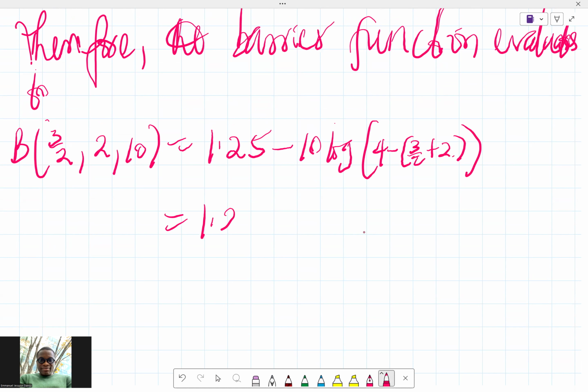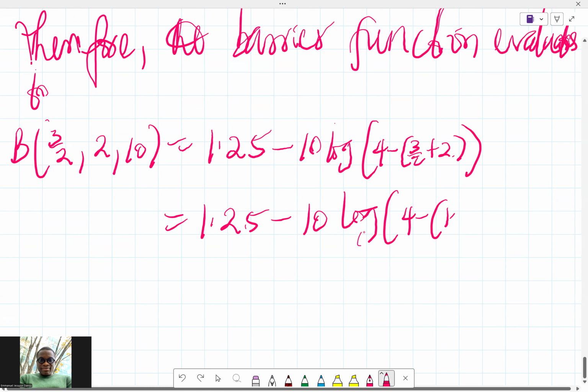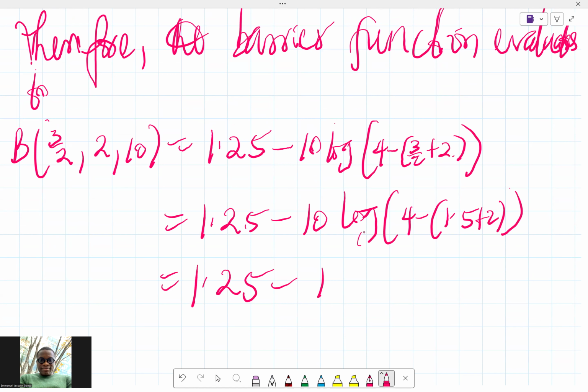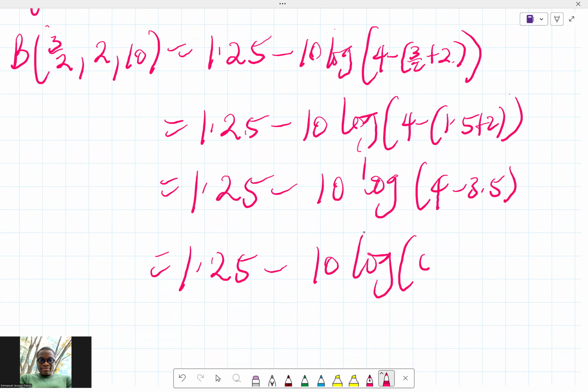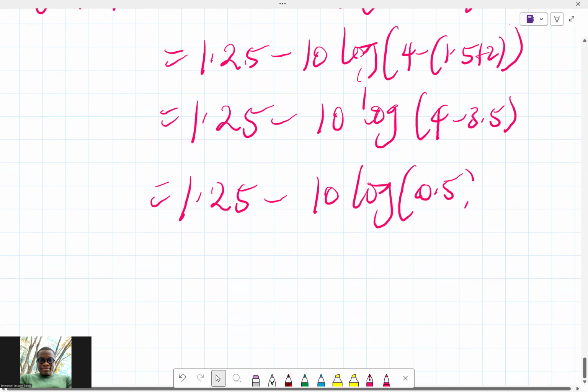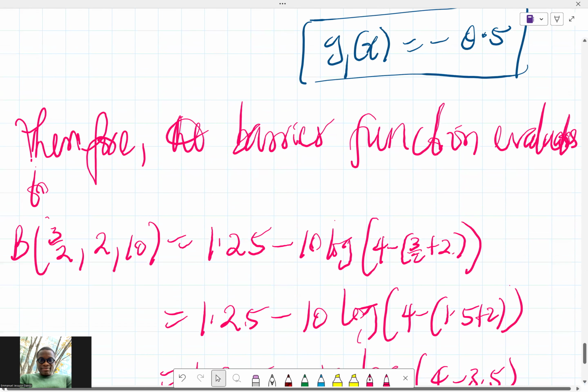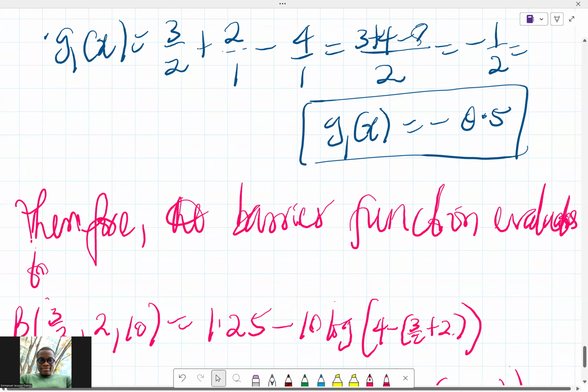So we can work with this. This is 1.25 minus 10 log 4 minus 1.5 plus 2. So that's 1.25 minus 10 log 4 minus 3.5. So this is 1.25 minus 10 log 0.5. Okay, so we have 0.5. Then, I did not make any statement about it. This is minus 0.5, right?